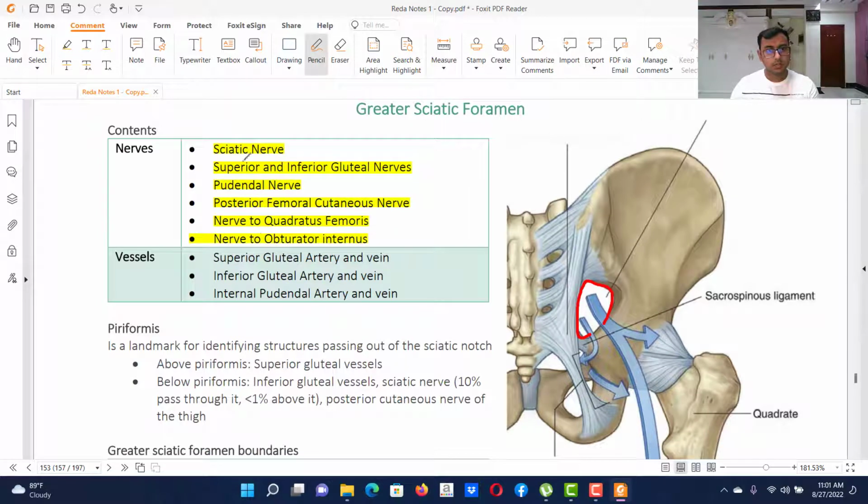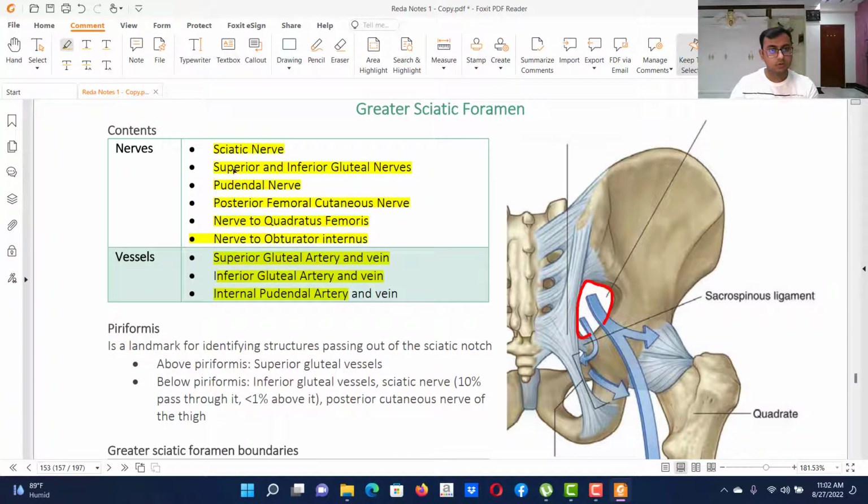So these are the structures I already showed you. That is the sciatic nerve, superior and inferior gluteal nerve, and the vessels are superior gluteal artery and vein, inferior gluteal artery and vein, and internal pudendal artery and vein. So vessels, these three things. Thus you have to memorize the things.